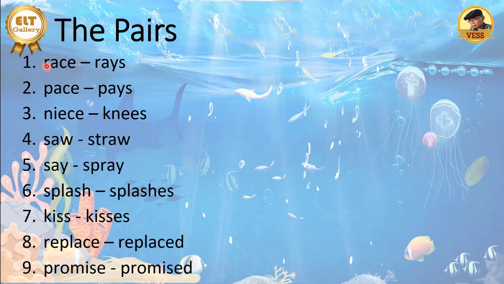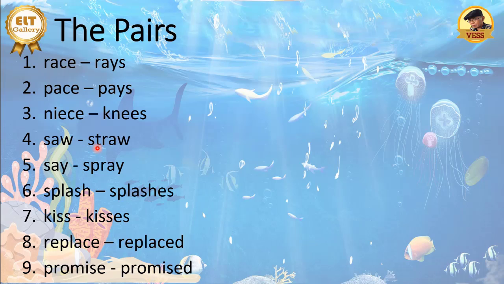Here we have race and raise. Here we have the S sound, and here we have the Z sound. Race, raise. Peace, pays. Niece, knees. Here we see that the S sound differentiates between race and raise, peace and pays. And then we have saw and straw. Say and spray. Splash, splashes. Here we have S and T in straw, SP in spray, and here we have SPL in splashes.